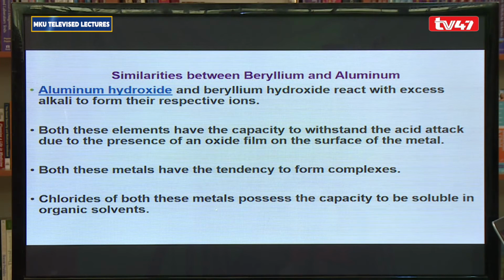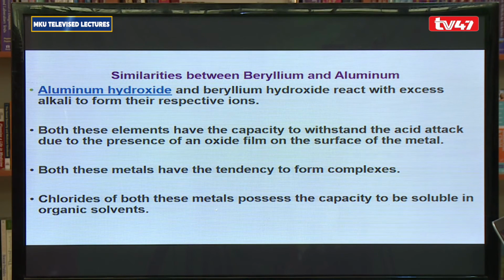Now, beryllium and aluminium are both able to form complexes, unlike the other group members. Because beryllium has a very small atomic radius, it has a high effective nuclear charge, so it is able to attract negatively charged ions to form complexes.